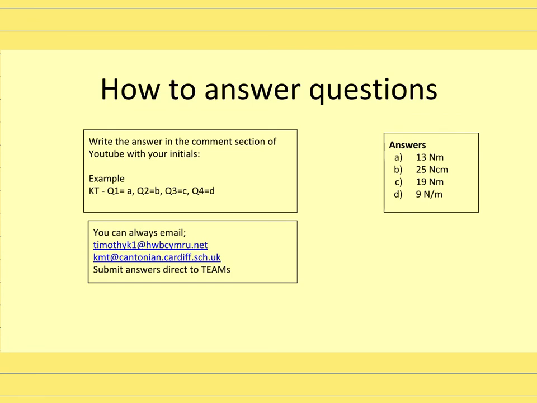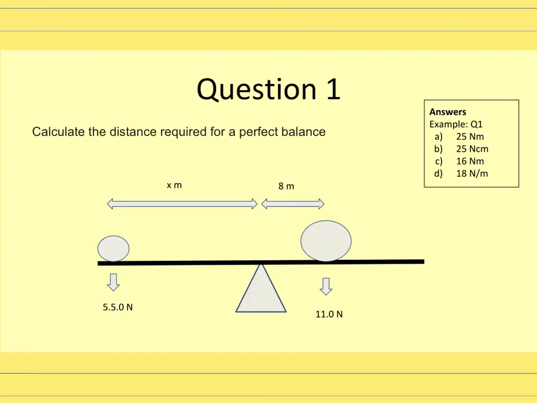So I'm going to go ahead and show you the questions now. By all means, pause on each one. They're very, very similar to the examples. So if you're still not sure what's happening, go back and watch the examples that I've done. And also maybe watch some videos on moments yourself, because other people may explain it way, way better than me. Okay. So here's question 1. Calculate the distance required for a perfect balance. Again, it's very similar to our first question. Follow the method, and one of these is the correct answer.